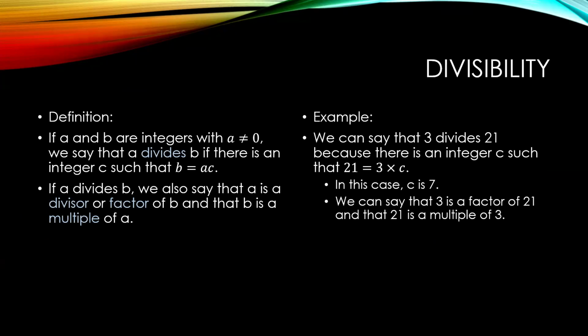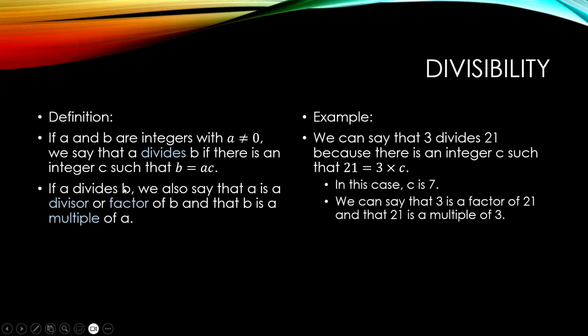And so, definition: if a and b are integers with a not equal to 0, we say that a divides b if there's an integer c such that b is equal to a times c. This might be confusing to hear said that way because it sure looks like multiplication. In this case, division is defined in terms of multiplication. So a is a divisor of b if a times something is equal to b. That means that b divided by a is equal to some integer value c.